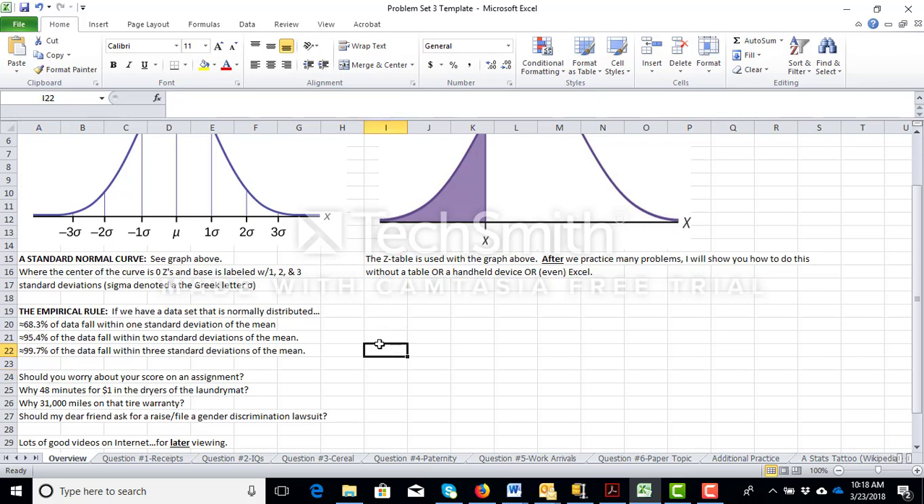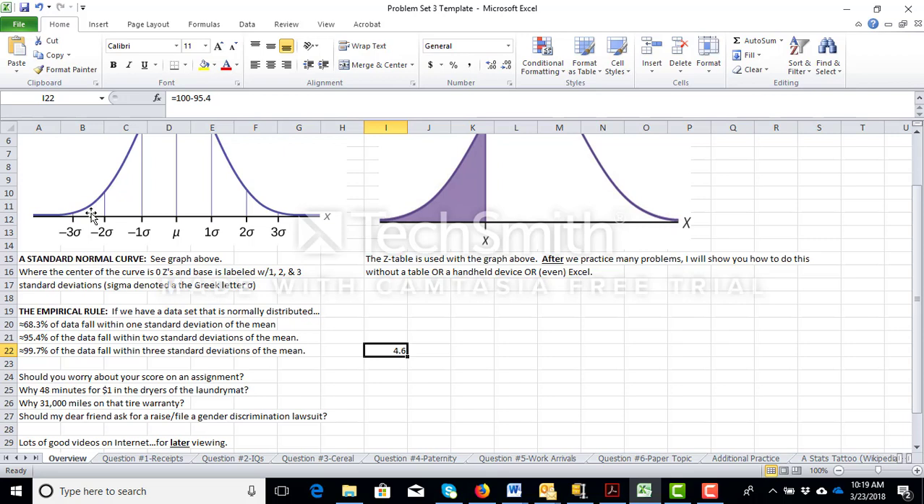Where am I getting that number? Well, 100% minus 95.4 is 4.6%. So if you have a score that is lower than 2 standard deviations or more than 2 standard deviations above the mean, then you're part of this 4.6%. 2.3% of that is above 2 sigma limits, and 2.3% would be below 2 standard deviations below the mean.